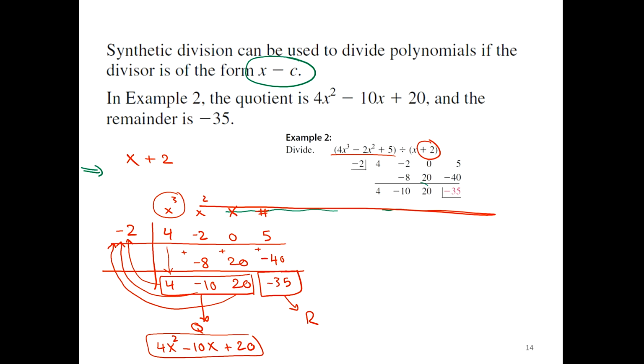So we can write the division: 4x to the power 3 minus 2x squared plus 5 over x plus 2 equals the quotient 4x squared minus 10x plus 20 plus the remainder minus 35 over x plus 2. This is the divisor. Any question?